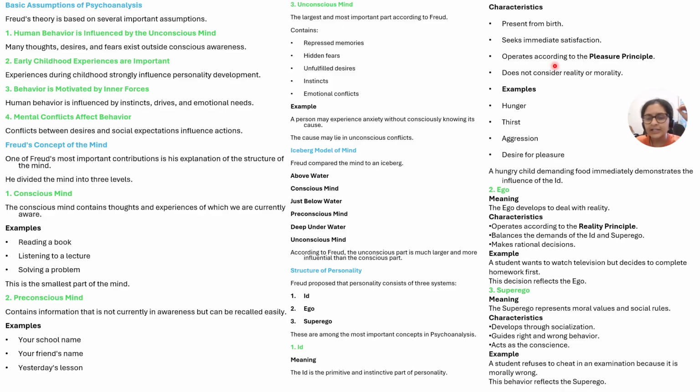The ID personality needs to be satisfied immediately. It operates according to the pleasure principle. It does not consider reality or morality. That means it will not observe the situations around it, it will not observe society, it will not follow morality, and it will not think about reality. It has to be done at any cost. That is the ID system.